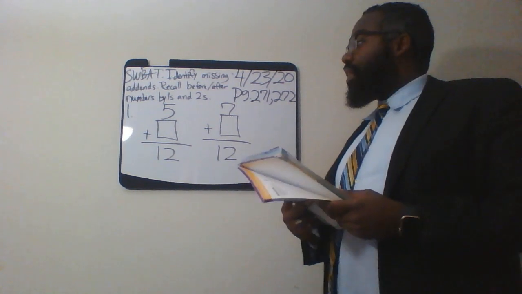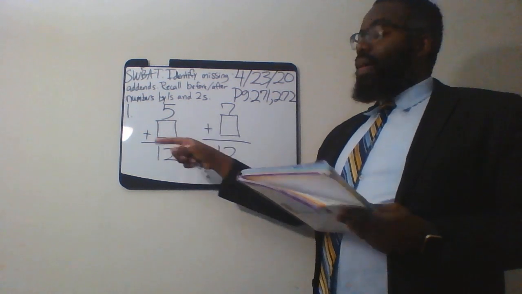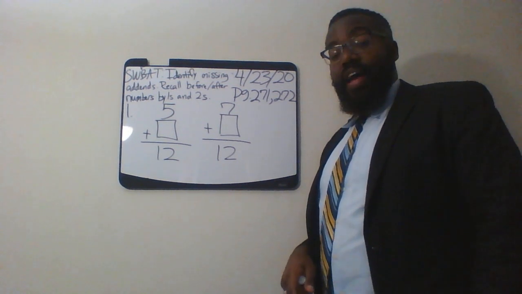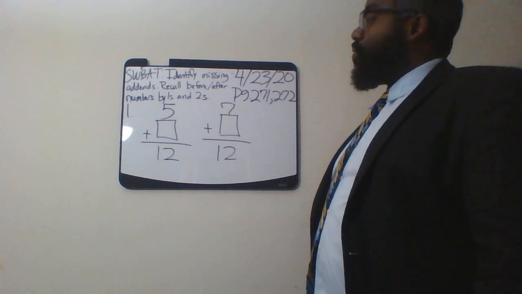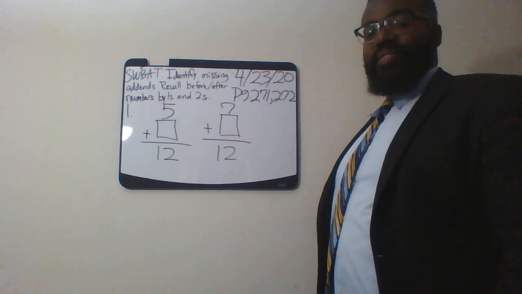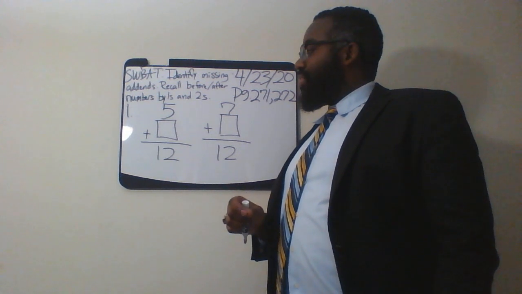Number one wants us to write the missing numbers. Notice we have 5 plus an unknown number will give us 12. 5 plus what will give you 12? Would it be 6? No, 5 plus 6, that'll give us 11. We're close, not 6. 7. Good job. So 5 plus 7 will give us 12.